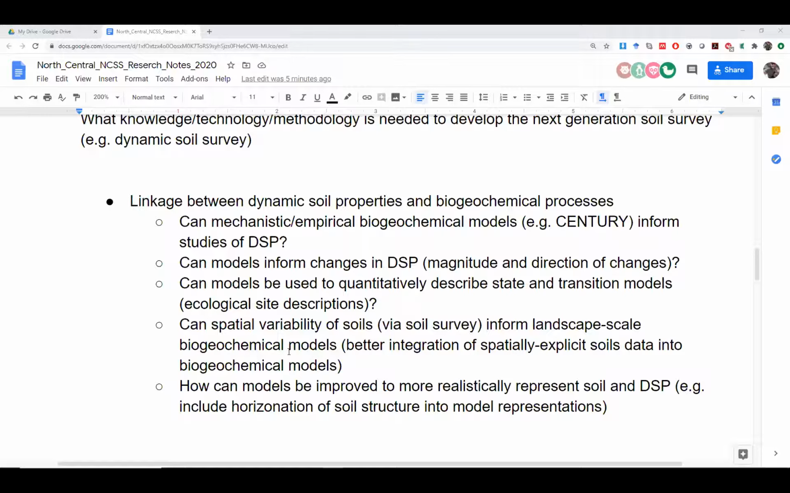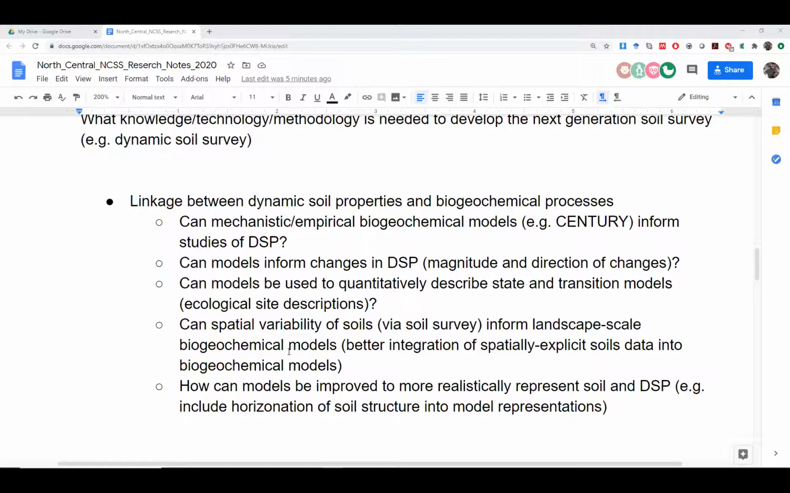So can we use biogeochemical process-based models to determine the magnitude or direction of changes in dynamic soil properties as we move from one ecological state to another? So can mechanistic empirical biogeochemical models be used to quantitatively describe the state and transition models in ecological site descriptions?